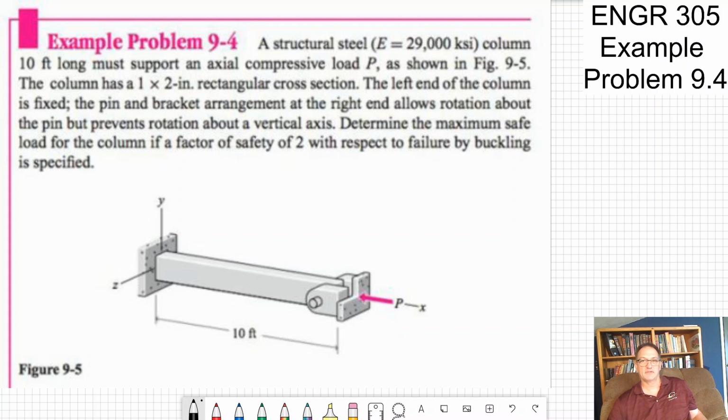So we've got to solve this. Maybe we have to solve this twice. Maybe we have to start looking at our end conditions and solve it. But here's the problem. I can't tell which direction is the 1-inch direction and which direction is the 2-inch direction. It is not clear to me how that is shown.